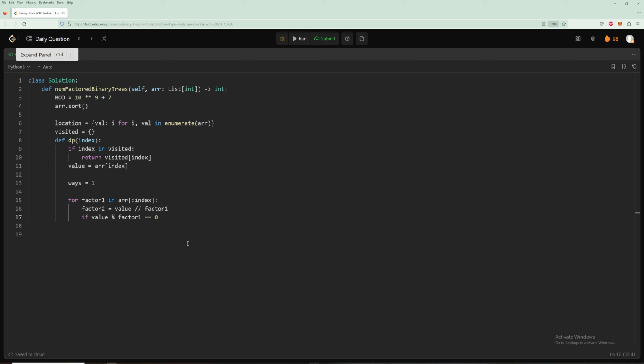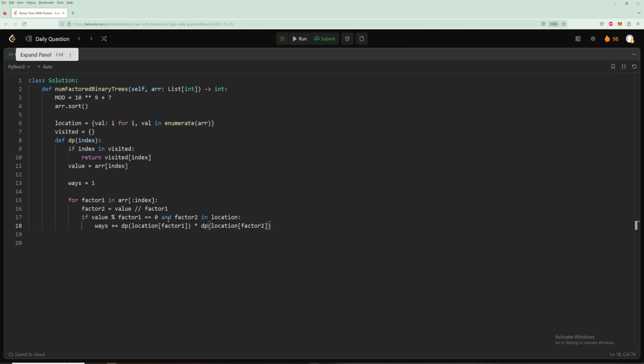So if value does cleanly divide by factor 1, then factor 2 will also be a clean integer. So you have 2 clean integers. So if this is an actual factor and factor 2, we actually have it, right? Like whatever the second factor is, if we actually have it in our array, then we can add these factors to our result. So we can say ways plus equals dp of location factor 1, right? We want the index times dp of location factor 2.